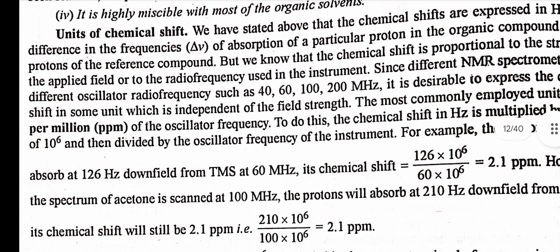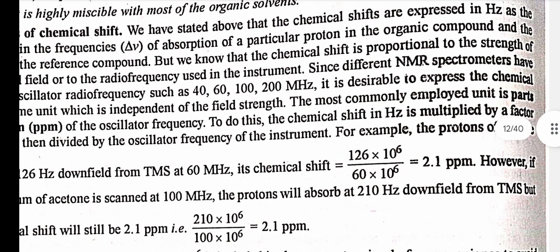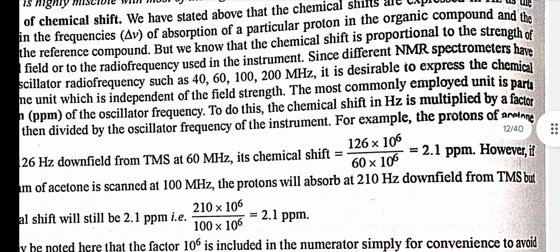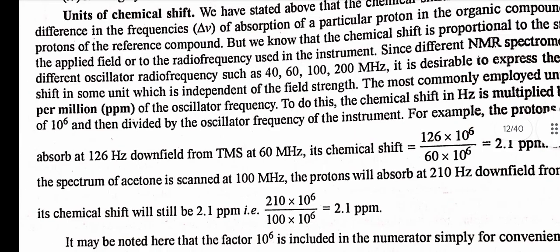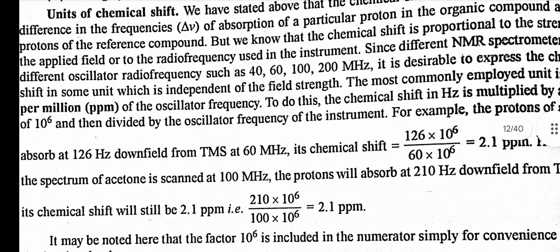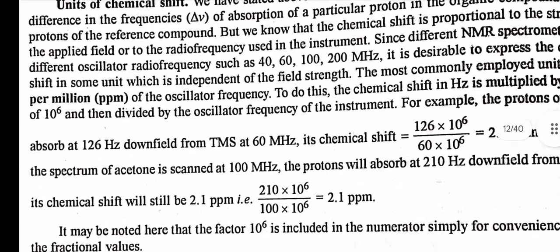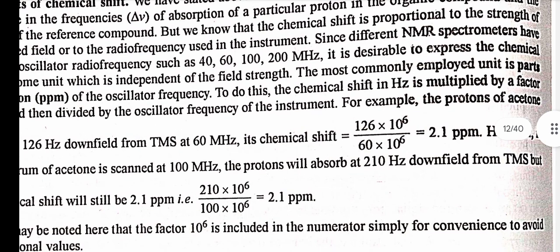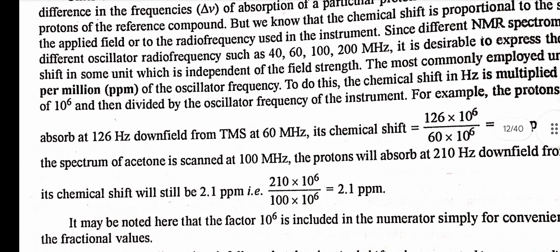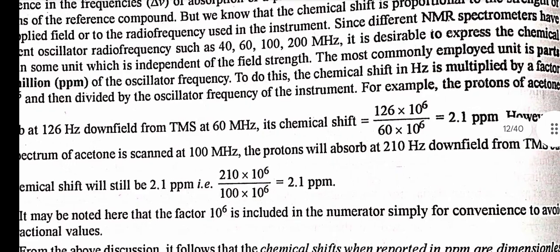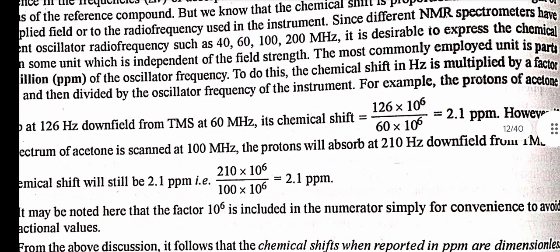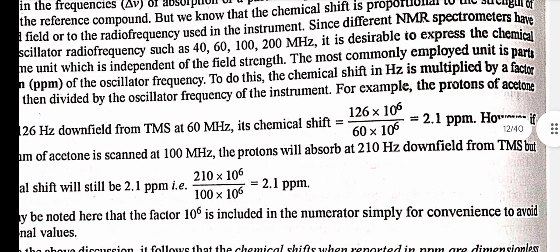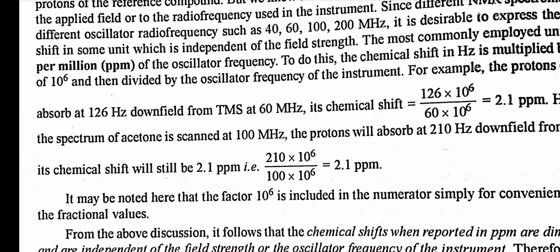Units of chemical shift. We have stated above that the chemical shifts are expressed in Hertz as the difference in the frequencies of absorption of a particular proton in the organic compound and the proton of the reference compound. But we know that the chemical shift is proportional to the strength of the applied field or to the radio frequency used in the instrument. Since different NMR spectrometers have different oscillator radio frequencies such as 40, 60, 100, 200 MHz, it is desirable to express the chemical shift in some unit which is independent of the field strength. The most commonly employed unit is parts per million of the oscillator frequency.